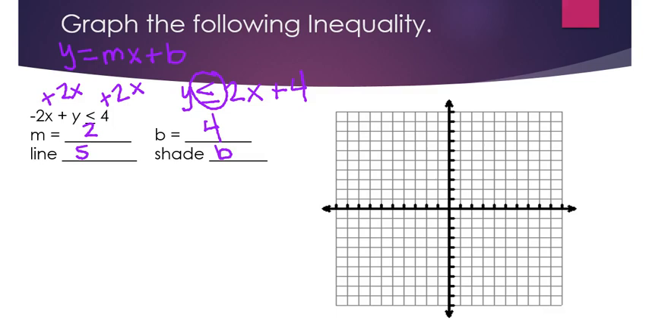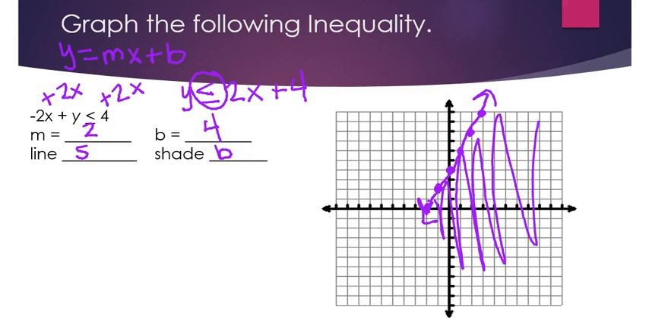Okay? So I'm going to put my y-intercept on 4. And then I'm going to go up 2 over 1. Up 2 over 1. And the more points you put on your graph, the more accurate you can be. Right? So if I go down 2, back 1. Right? And it's a solid line. And I will shade below it.